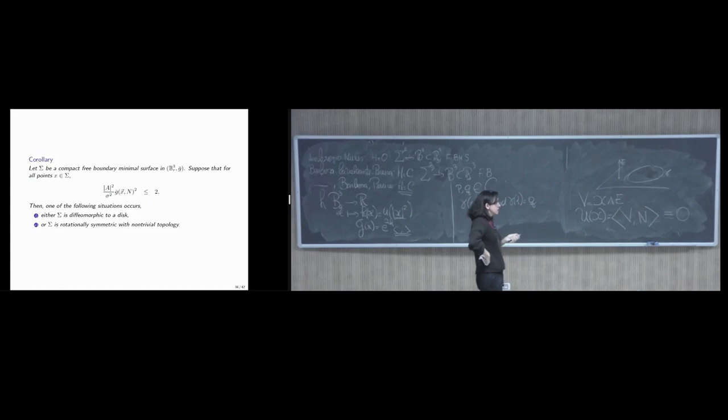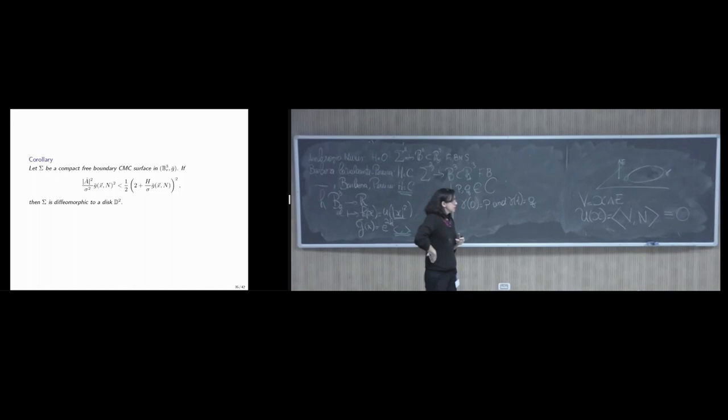But now you have the conformal metric. And you can prove more: if sigma is a compact, free boundary CMC surface in this ball with this metric, and now you have this gap, but in this case only the strong gap, we can prove that sigma is diffeomorphic to a disk, only this. Why this? Because if you satisfy this, you have only a point in the set C. If you have only a point in set C, you have that the surface is diffeomorphic to a disk, only this, okay?